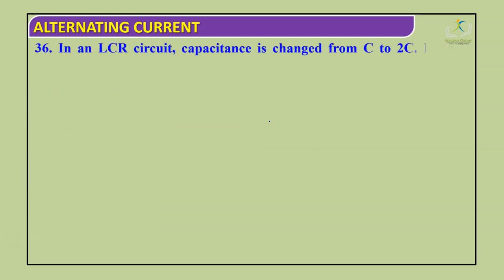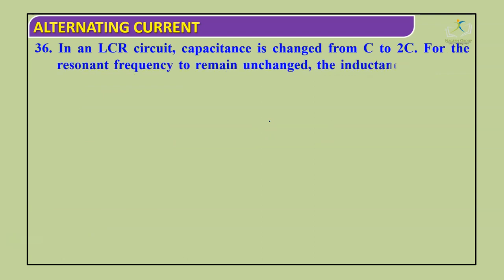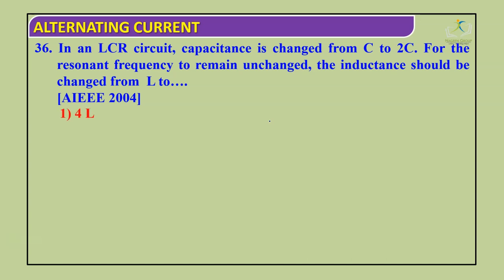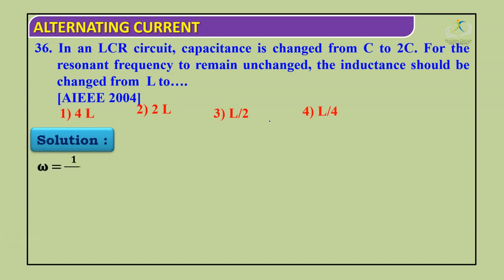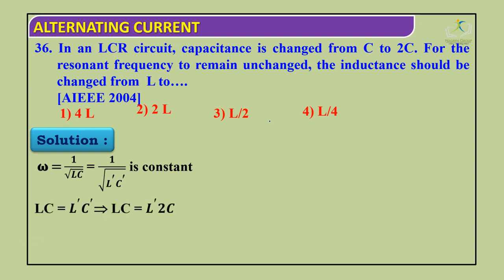Next, in an LCR circuit, the capacitance is changed from C to 2C. For the resonant frequency to remain unchanged, the inductance should be changed from L to 4L, 2L, L by 2, or L by 4. Solution: omega is equal to 1 by under root LC, or 1 by under root L prime C prime, which is a constant. So LC is equal to L prime C prime, LC is equal to L prime 2C. So L prime is equal to L by 2. Hence the correct answer for this question is option 3.